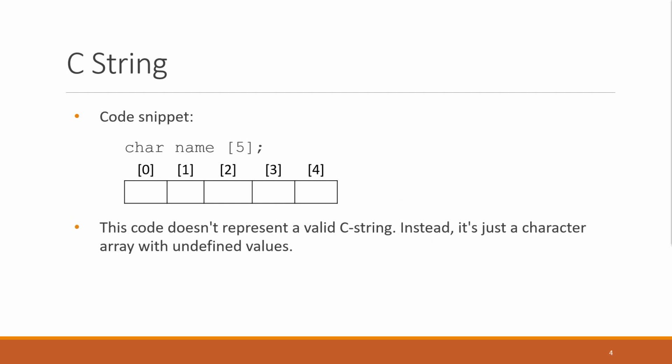Here, name is declared as a character array with a fixed size of 5. However, since it's declared without an initializer, it contains garbage values because it hasn't been initialized explicitly. In this case, since there's no explicit initialization with a string literal that includes a null terminator, the name array doesn't automatically have the null character \0 appended at the end. Therefore, it doesn't represent a valid C-string. Instead, it's just a character array with undefined values.